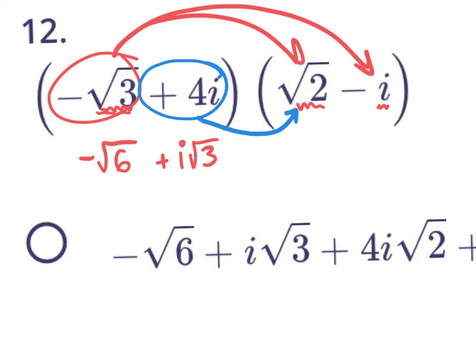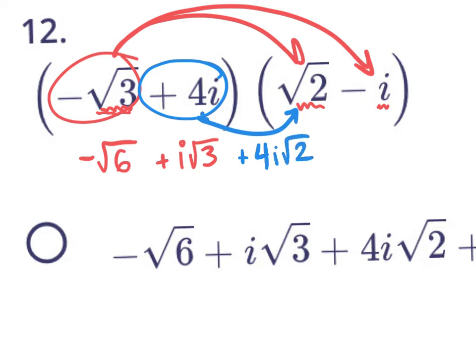Positive 4i times a square root of 2, that's kind of like multiplying this by whatever value's in front of the square root, and there is nothing, there's a 1, so you're just going to write them together, 4i times square root of 2. And that is a positive, right? Positive times a positive is a positive, 4i square root of 2.